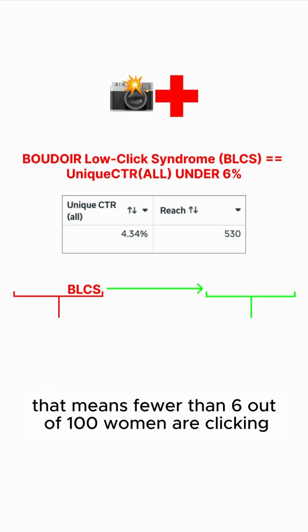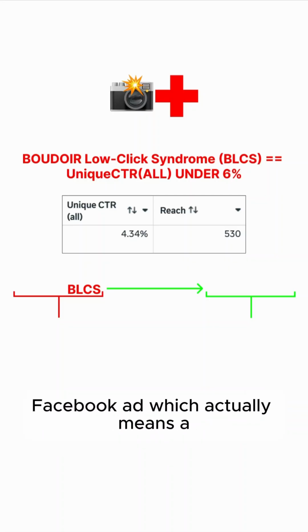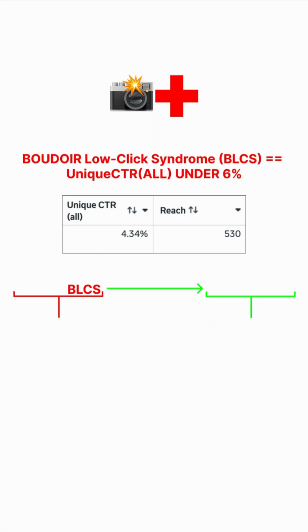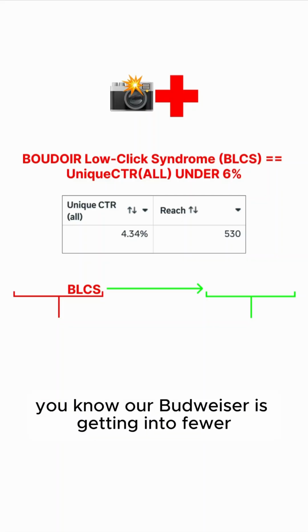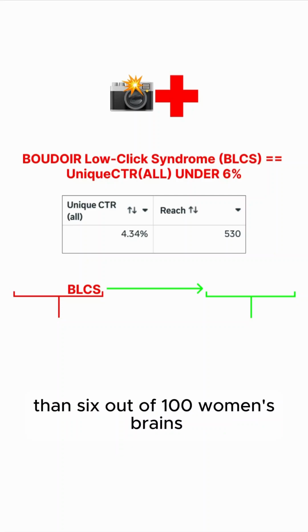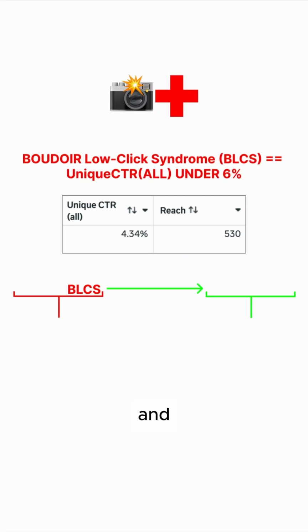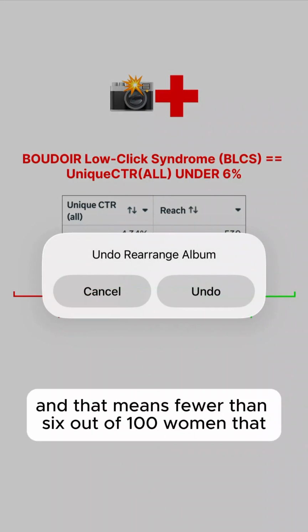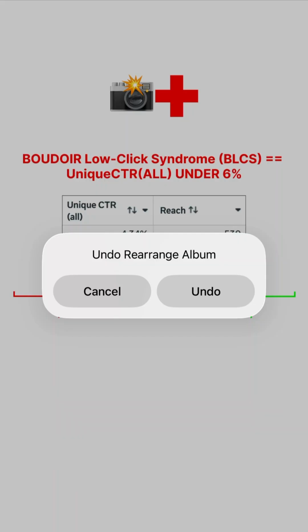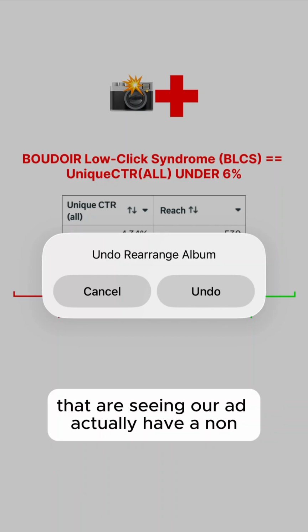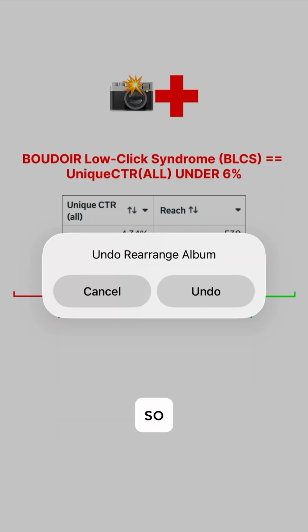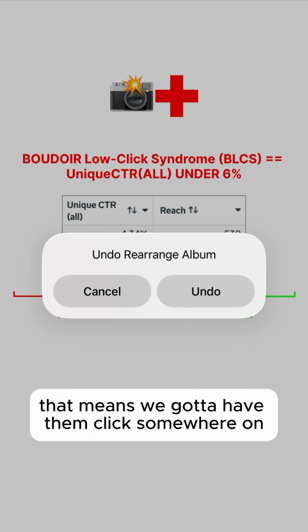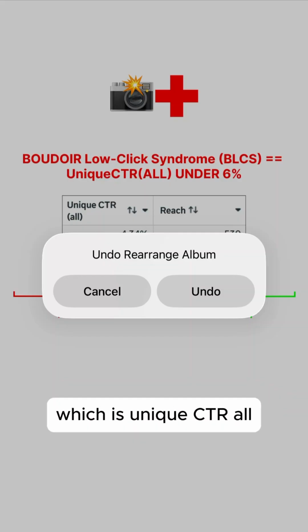So that means fewer than 6 out of 100 women are clicking somewhere on our Boudoir Facebook ad, which actually means our Boudoir Facebook ad is getting into fewer than 6 out of 100 women's brains. And that means fewer than 6 out of 100 women that are seeing our ad actually have a non-zero chance of buying from us. So we gotta get our Boudoir Facebook ads into their brain because that's the only chance they'll buy from us. That means we gotta have them click somewhere on it instead of simply scrolling on by, which is unique CTR all.